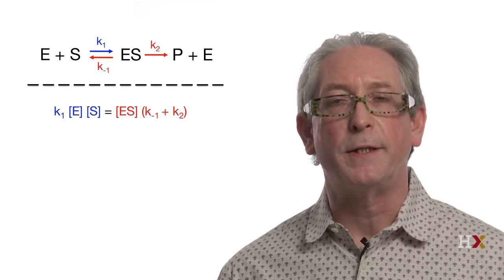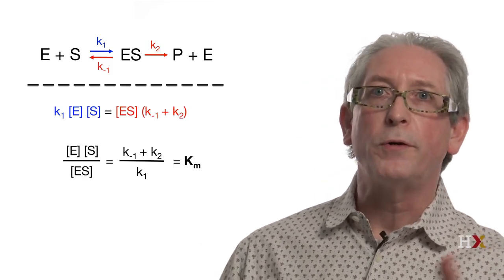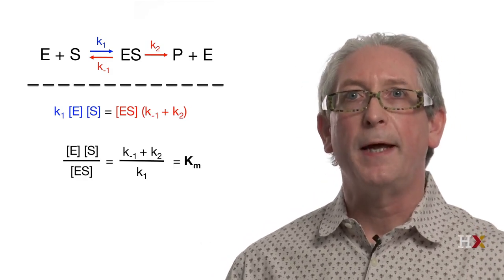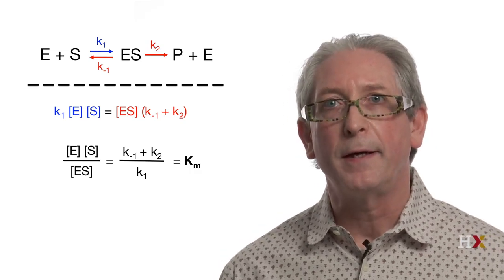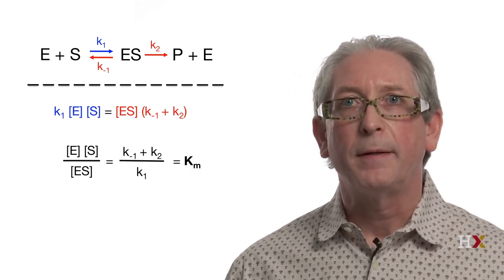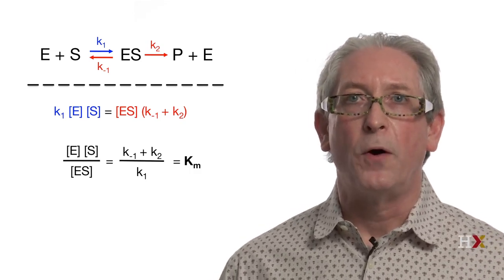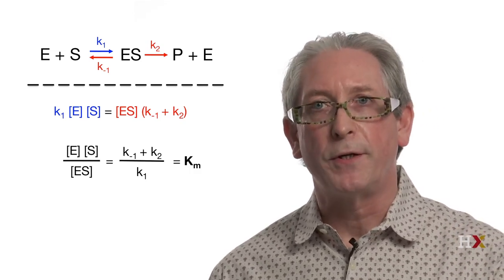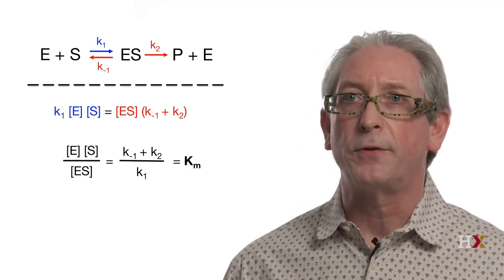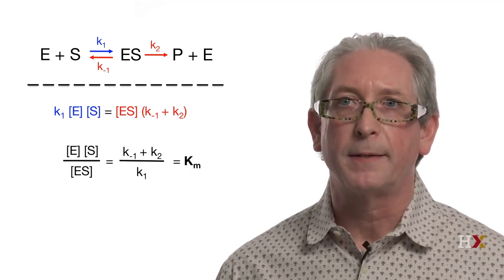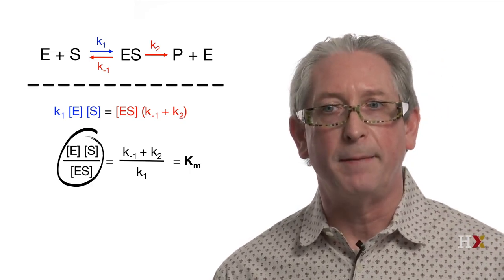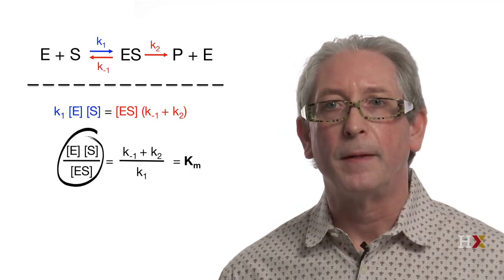If we rearrange this equation, putting all the concentrations on one side and all the rate constants on the other side, we get Km, which is equal to the concentration of E times the concentration of S divided by the concentration of the enzyme substrate complex. That is the Michaelis and Menten constant.